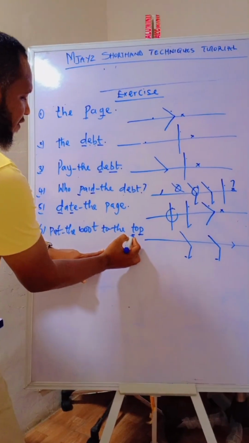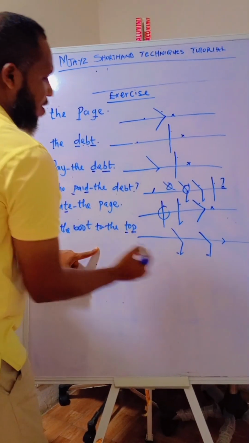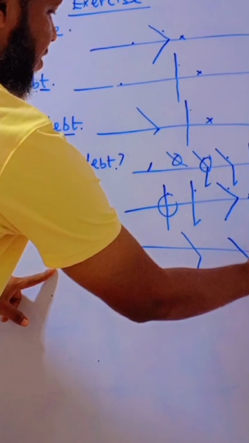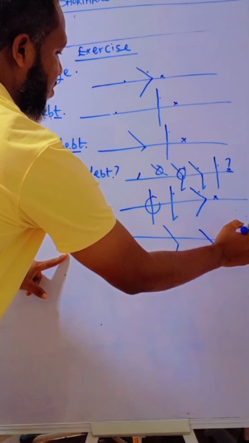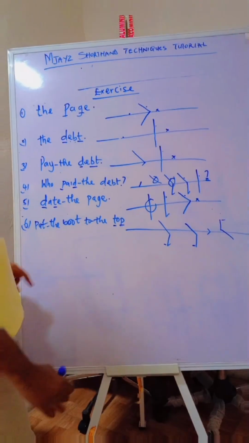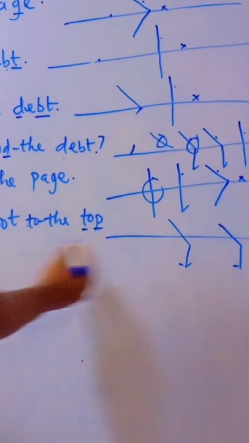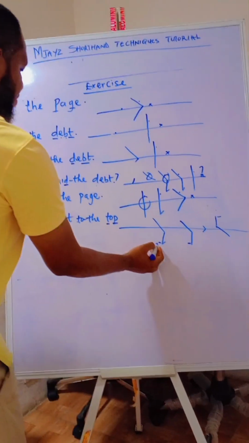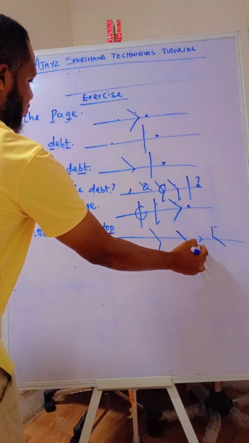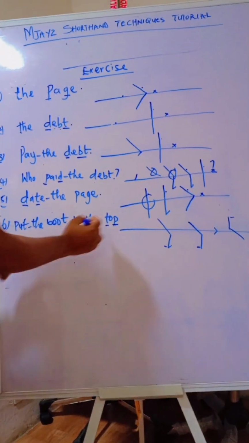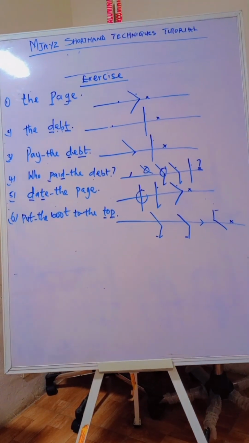So top, you have T and P. And it's O sound. So you have your T. It's not going to touch the line before P follows. Top. So we have put the boot to the top. What do you have here? Full stop.